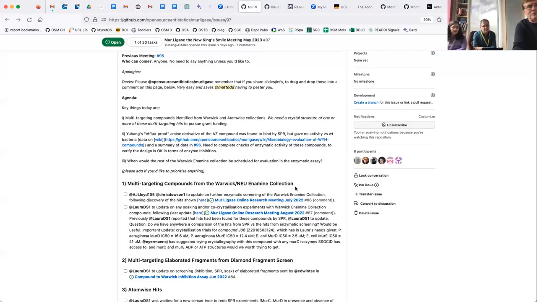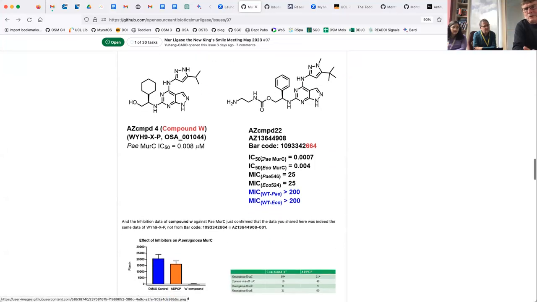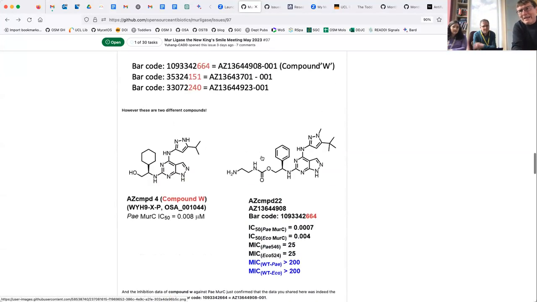Okay. So the first two curves were from compound four then. So we don't have any compound four. Okay, we don't have anything called compound four here. All we have is your compound W, WYH9. That's all we have.